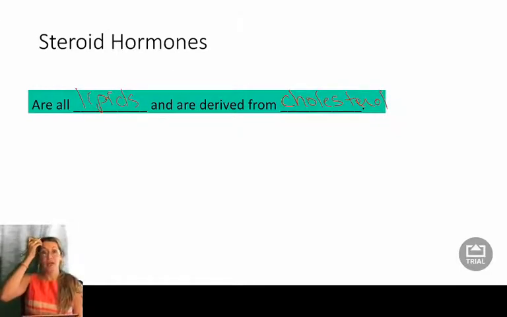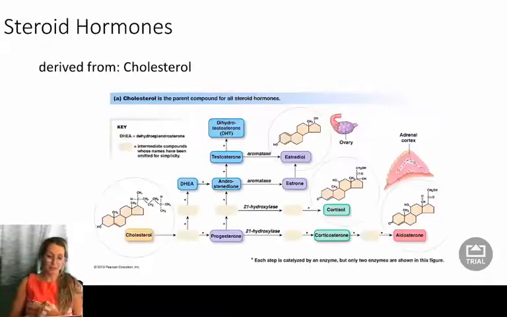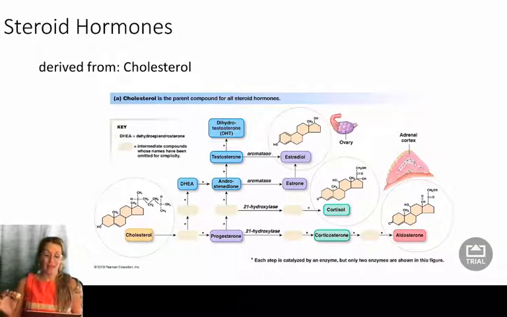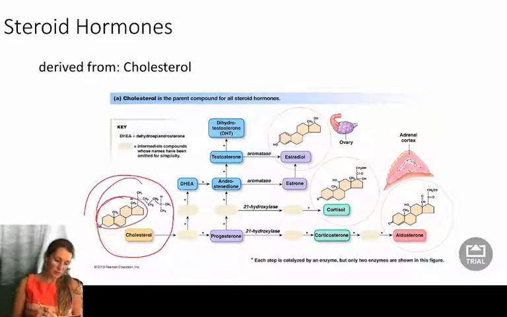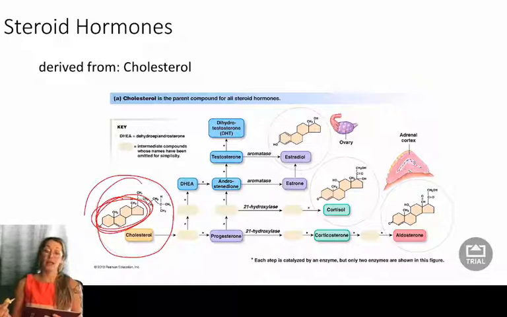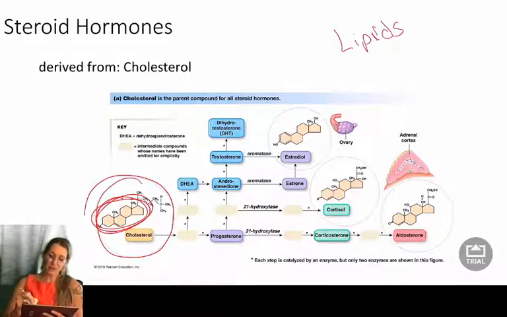You may remember that image of the four rings. So here it is. Steroid hormones, all of them are lipids, and they're all derived from cholesterol. And you may remember that the way you can always tell a steroid hormone is that four-ring carbon structure. Let's think about lipids, right? They're all lipids, and they're all derived from cholesterol.